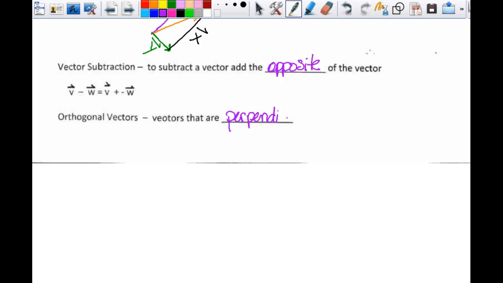Dang it, where? Oh, sure did. Vectors. Let's see. Any questions about any of the terminology right now? We all good?